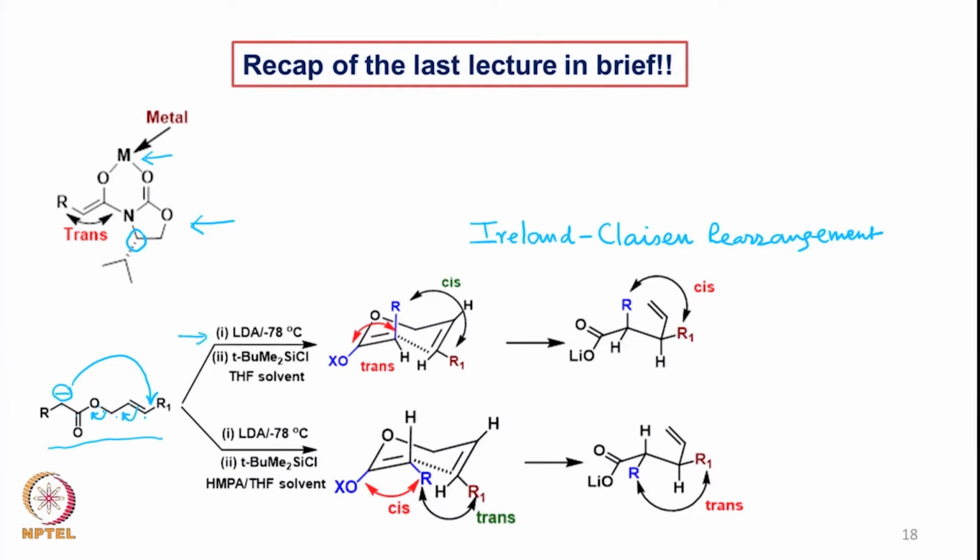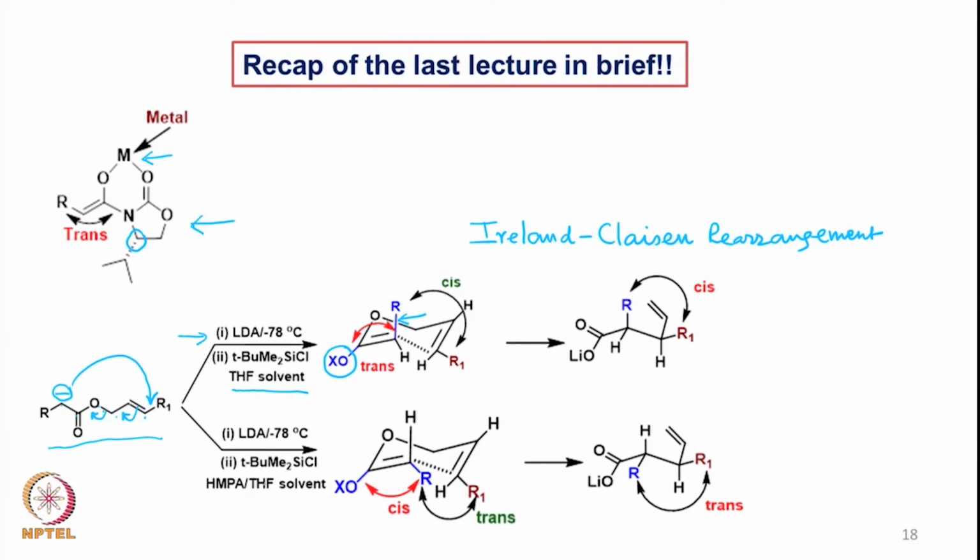The LDA reacts with this particular ester in the presence of tertiary butyl dimethylsilyl chloride, and the solvent is THF. If THF solvent is used, you can see that the new part of the enolate that is formed and the R group which is already present here are anti to each other, or trans to each other.